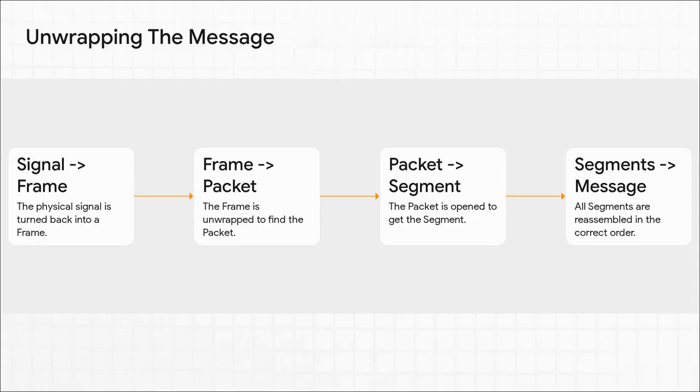The receiving device catches that physical signal and just perfectly reverses the entire process. The frame is unwrapped to find the packet inside. The packet is opened to get the segment. And once all those segments have arrived, TCP puts them all back in the right order, and voila! Your original message is reassembled, ready to be read.